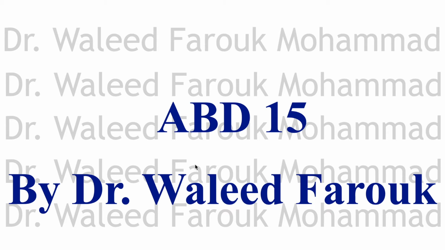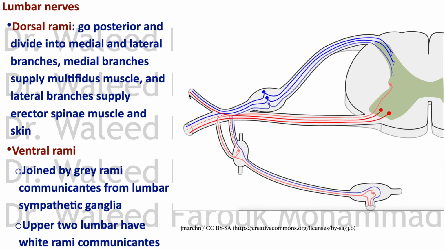In this lecture we will be discussing the nerves on the posterior abdominal wall. So let's begin. Like any spinal nerve, the lumbar nerves are composed of dorsal roots and ventral roots. Remember the dorsal root ganglia on the dorsal roots. The dorsal roots convey sensations to the posterior horn cells of the spinal cord.